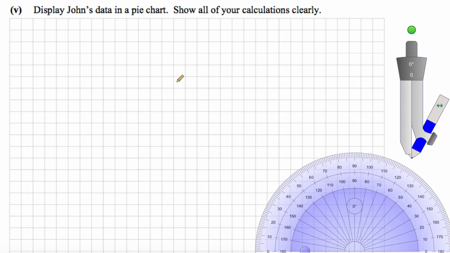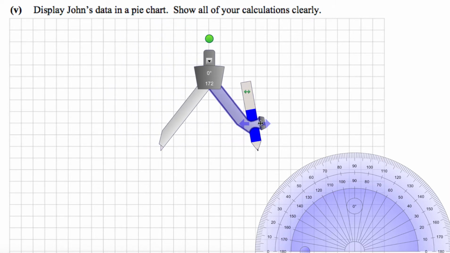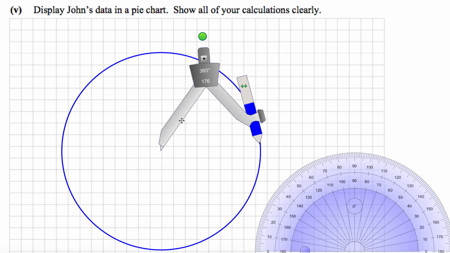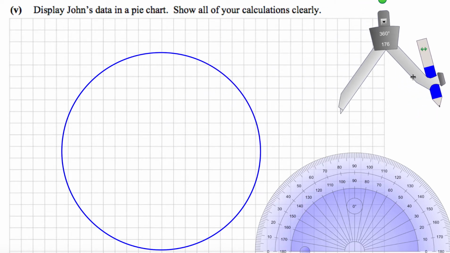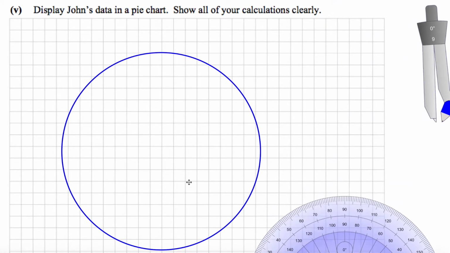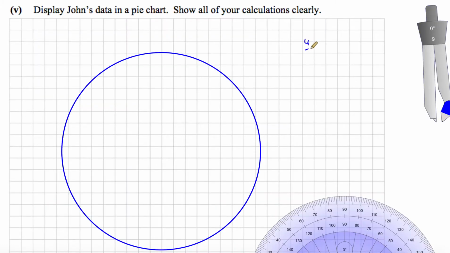Part 5, display John's data in a pie chart. Show all your calculations clearly. Okay, so pie chart, we're going to take our compass, of course. We're going to stretch the compass out. We're going to draw a circle for our pie chart. Okay, now to work out the sectors in the pie chart, we're going to have to do some calculations. So if you remember from our table, 4 out of a total of 20 were credit cards. So 4 out of 20 for credit cards.